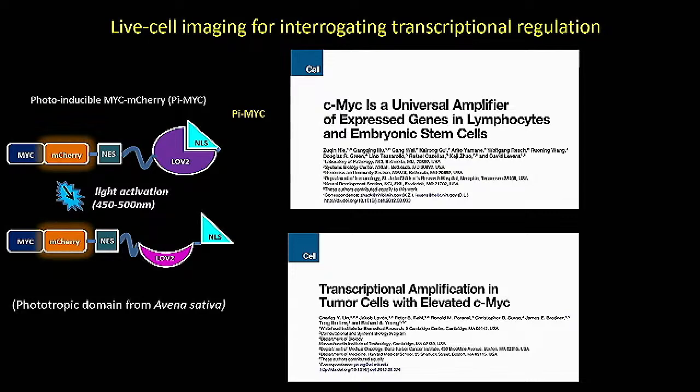We didn't develop this. It was originally developed by Klaus Hahn. But what we can do is put this LOV domain so it shields the nuclear localization sequence. So when there's no blue light, the nuclear localization sequence is occluded in the LOV domain. We turn on the blue light, the nuclear localization sequence is exposed, and then MYC should rush into the nucleus. So that was the idea.